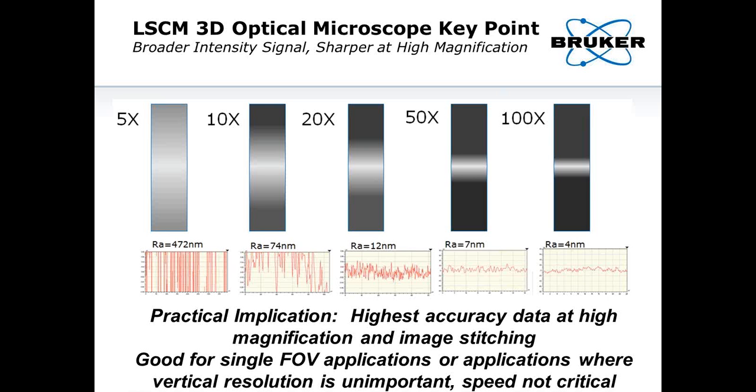So if you require better than that, then you need to go ahead and do some stitching of the area of interest, which is fine because both laser scanning tools and coherent scanning tools are used to do image stitching all the time. But the real practical implication is that when you have an application where you only need to measure a single field of view, or very quickly get data where you don't have too much concern about the vertical resolution, or the speed isn't critical if you want to do stitching, then the laser scanning system is totally fine, and in fact does an excellent job for those kinds of applications. The key point is that this broader intensity signal gets sharper at higher magnifications, which leads to these practical implications for the laser scanning confocal type system.